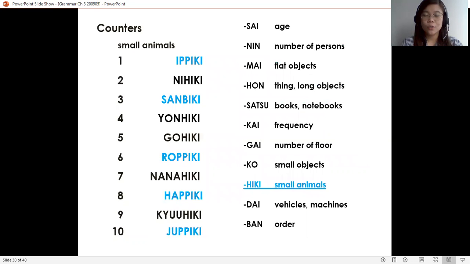So let's try to utter these from 1 to 10 for our familiarization. So, ippiki, nihiki, sanbiki, yonhiki, gohiki, roppiki, nanahiki, happiki, kyuhiki, and juppiki.